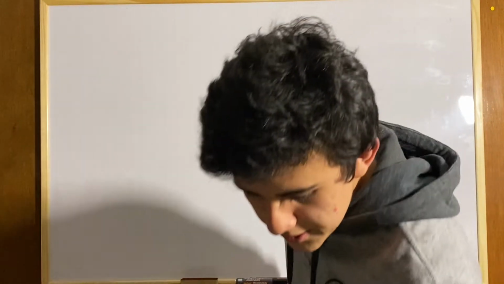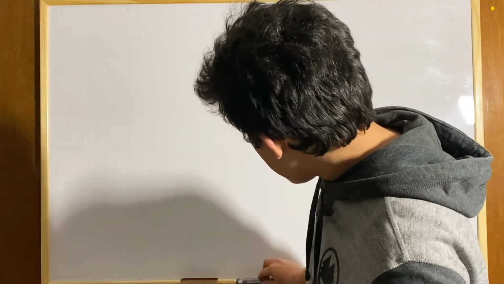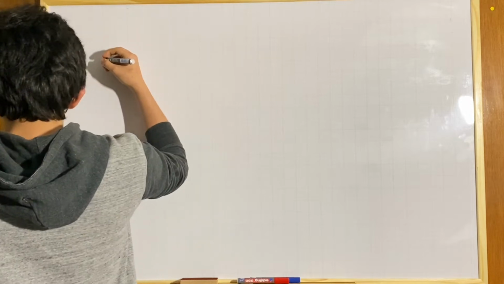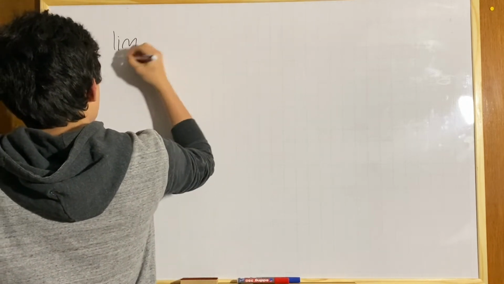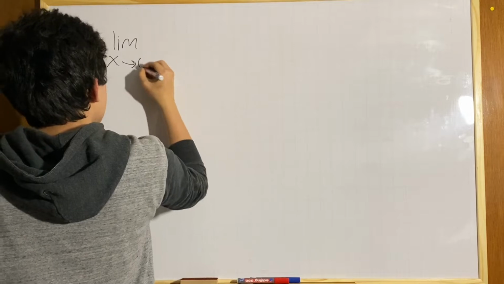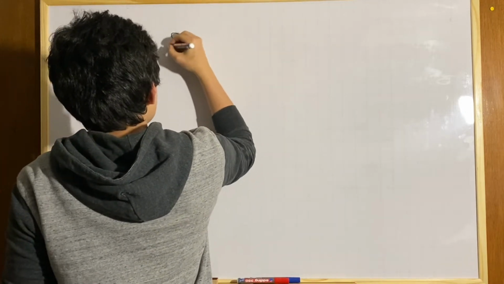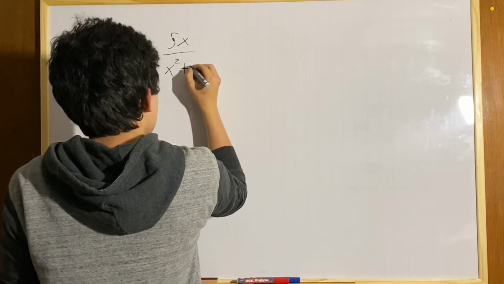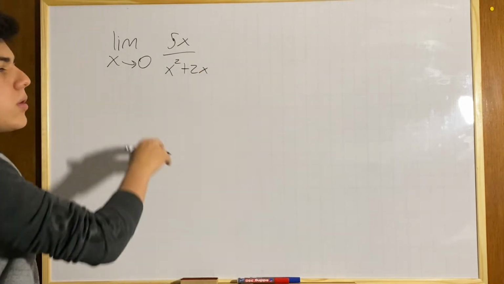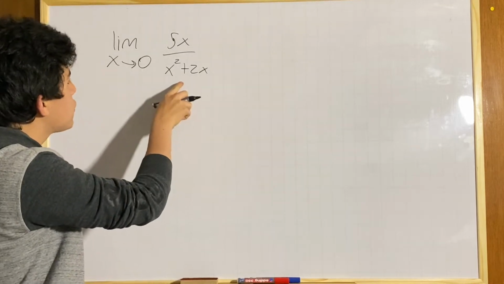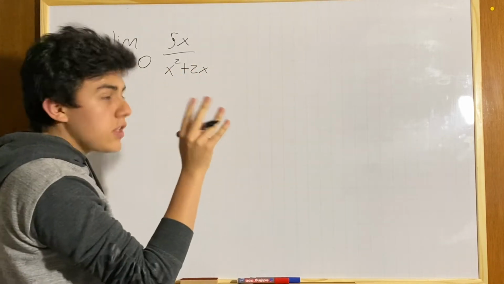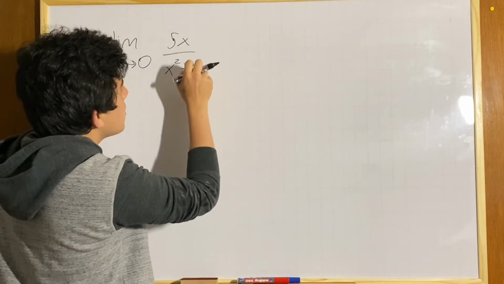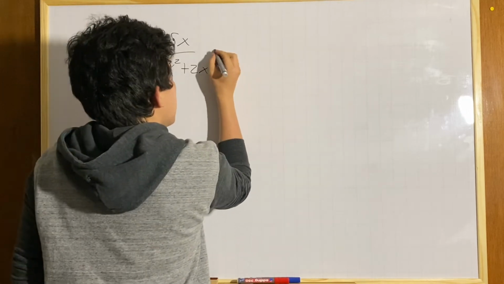So let's start. The first problem that we're going to have is the following. We're going to have the limit as x approaches 0 of 5x over x squared plus 2x. Clearly we cannot do direct substitution, we would get 0 over 0. What we can do is, we have a common factor in these terms and also up here, x. So we're going to take it out.